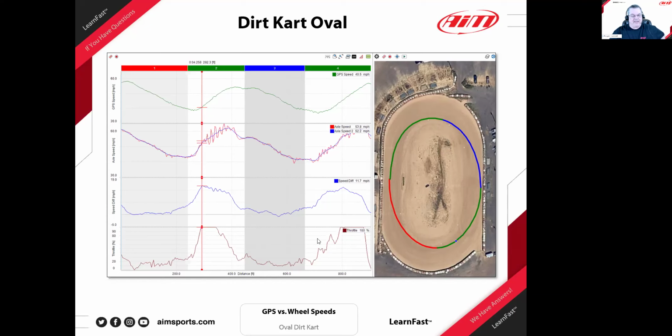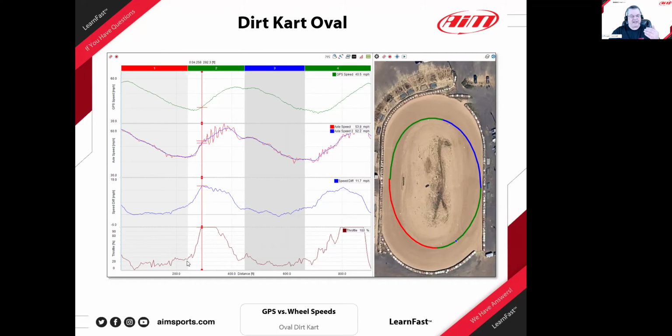But what I can do then is build a third math channel called speed difference. That speed difference is nothing more than the GPS speed minus axle speed 2. If I used the unfiltered value, the speed difference would be quite noisy as well. But you can see here now that he has an 11.7 mile per hour rear tire spin versus the actual speed of the cart, right here at this spot on the track.